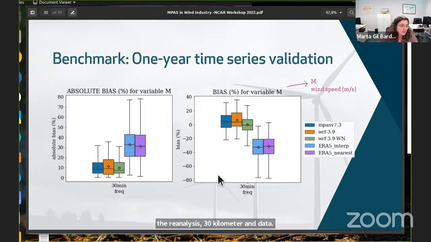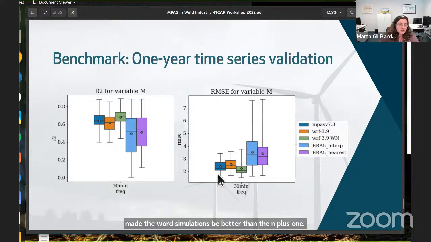And what is curious in these slides is to see that MPAS is consistently doing better than WRF. So in almost all situations, almost all sites, MPAS was doing better than WRF. But the nudging option made the WRF simulations be better than the MPAS one. And this is something that happens with the bias, but we also see it for the correlation, like WRF with nudging is performing better than WRF and MPAS, okay? And also for the root mean squared error.